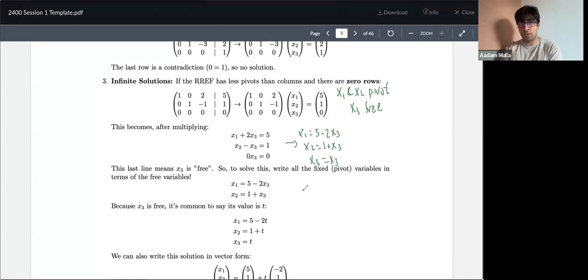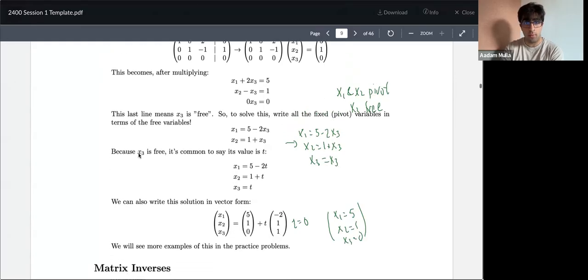Now because x3 is free, we just give it an arbitrary value. Let's say x3 is t. That transforms our solution into this. This is our answer: x1 is going to be 5 minus 2t, x2 is going to be 1 plus t, and t is whatever x3 wants to be. For example, if we choose t equals 0, then a solution is x1 equals 5, x2 equals 1, and x3 equals 0. So 5, 1, 0 is a solution. If we choose t equals 1, then we get another solution. We have infinitely many solutions.